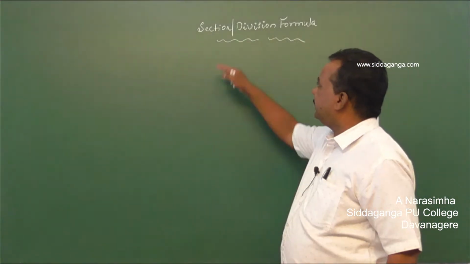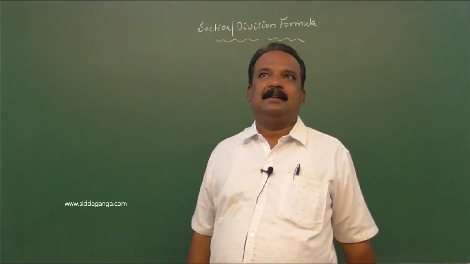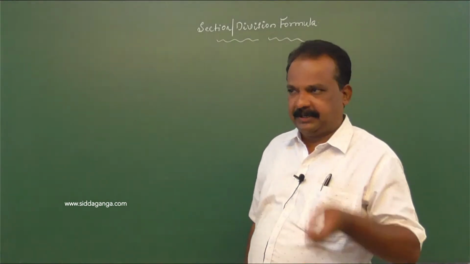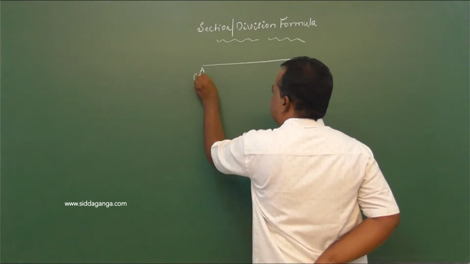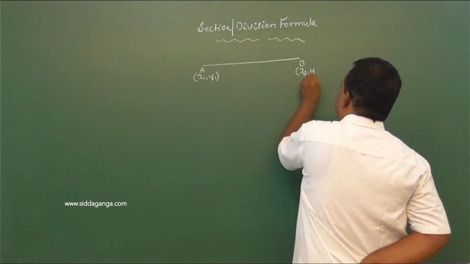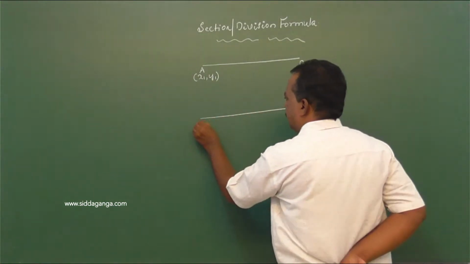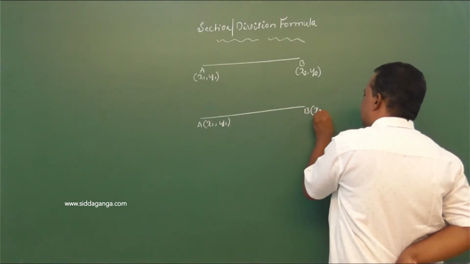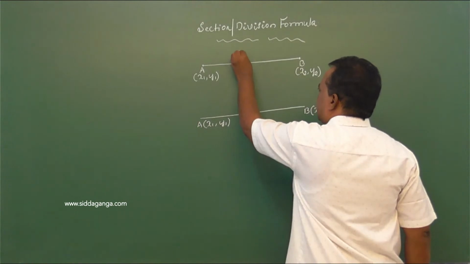Today let us come to one more important concept in coordinate geometry, that is section or division formula. What is the use of section formula in coordinate geometry? Suppose there is a line segment joining the points A of x1, y1, B of x2, y2, then there is a point on the line segment.